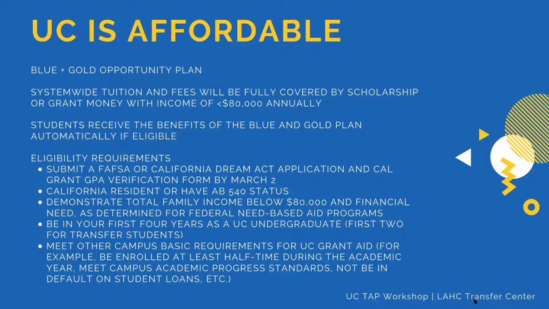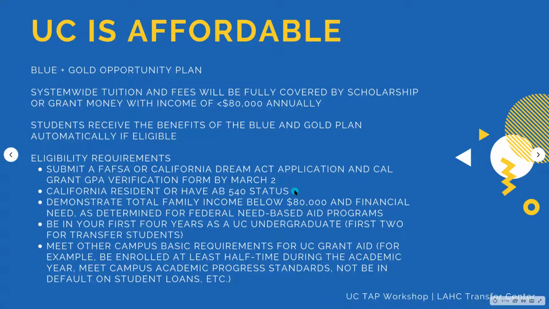The Cal States don't really have anything quite like this. That's why I like to encourage my students to really look at UCs and not to count them out, because that is an amazing opportunity for students. What you need to do in order to be eligible for the Blue and Gold Opportunity Plan is to submit a FAFSA or DREAM Act application and Cal Grant GPA verification by March 2nd, the year before you transfer, right? So if you do your application September 1st to 30th for TAG, and then you apply November 1st to 30th to UCs, just make sure you have your financial aid application done by March. So really you want to make sure you get your financial aid application done as early as October 1st, right? The year before you transfer.